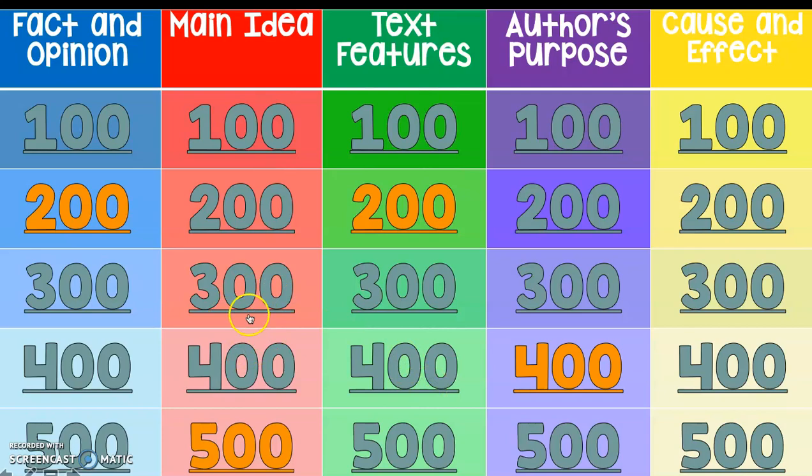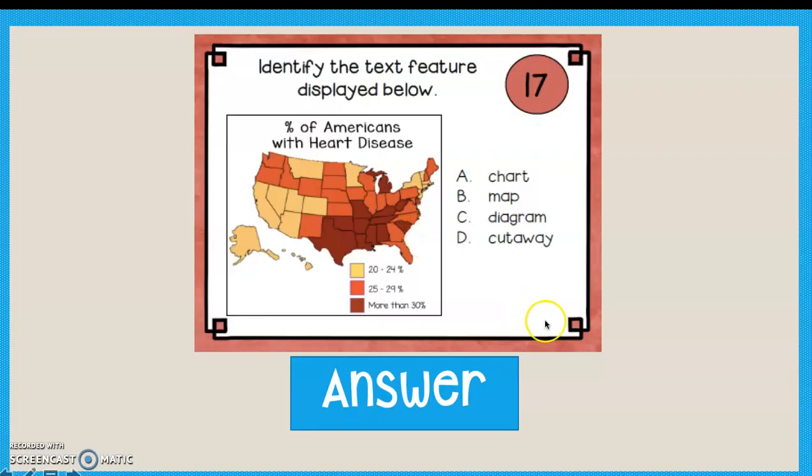All right, let's do text features for 200. Identify the text feature displayed below. So it says percent of Americans with heart disease. And then we have a picture right there. So is this A, a chart, B, a map, C, a diagram, or D, a cutaway? A, B, C, or D for your answer?